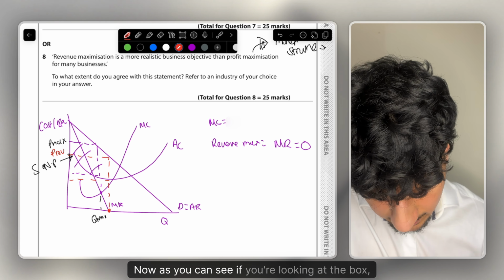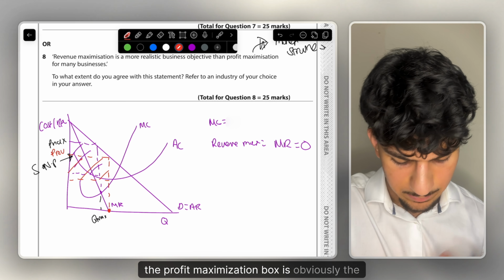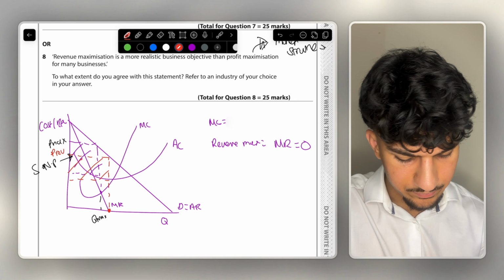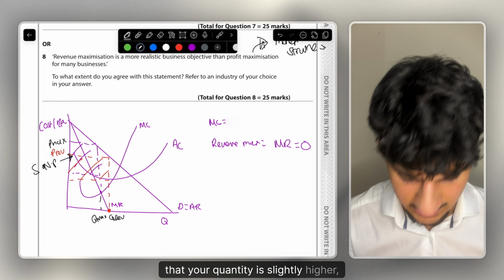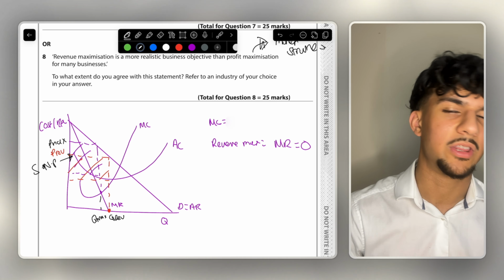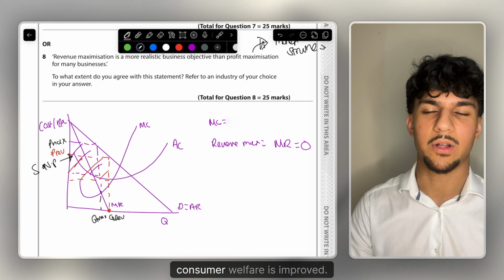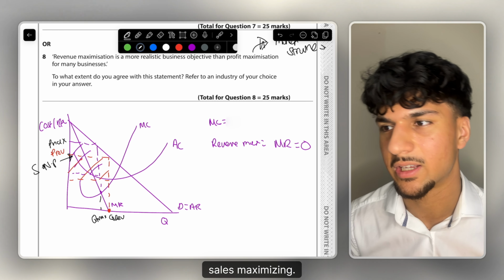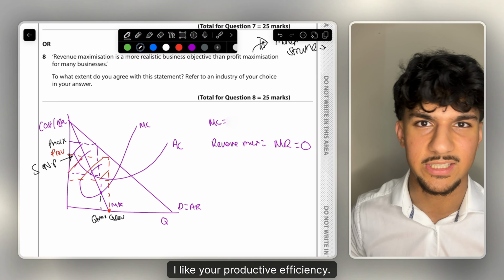Now, as you can see, if you're looking at the box of supernormal profit, the profit maximization box is obviously the purple box, and the revenue maximization box would be the red box. So as you can see, when you're revenue maximizing, the quantity is slightly higher, price is slightly lower. There's thousands of different things you talk about here. So like consumer welfare is improved. You can even add in other business objectives like sales maximizing, allocative efficiency, dynamic efficiency, allocative productive efficiency, just to contrast the things.